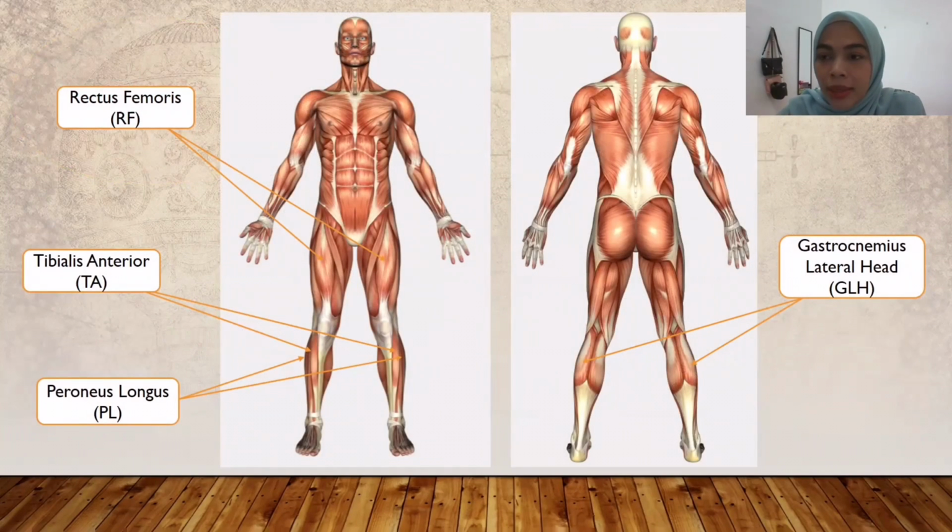Okay, so like the previous slide, I've mentioned that the sensor is attached to the muscle. So here are the muscles that I attached the sensor to, which is four major muscles. The first muscle is rectus femoris, second is tibialis anterior, TA, the third one is peroneus longus, and the last one is gastrocnemius lateral head. The reason why I chose these muscles is because when we do activities such as walking and climbing, these 4 muscles are the most utilized muscles in our body.